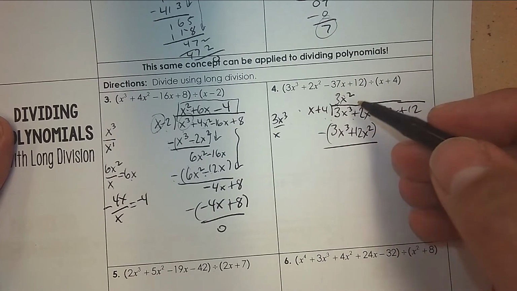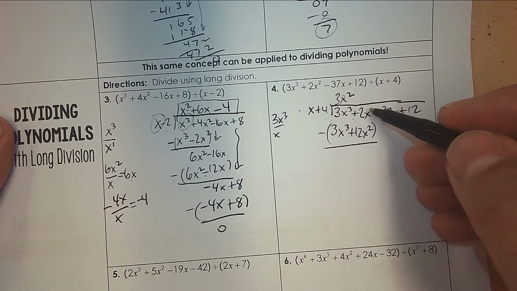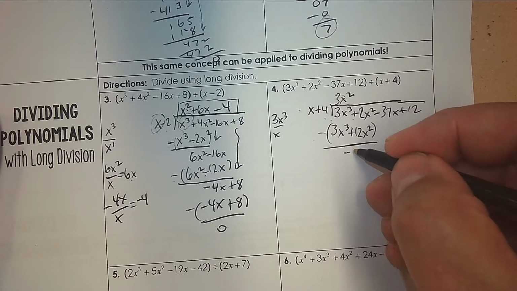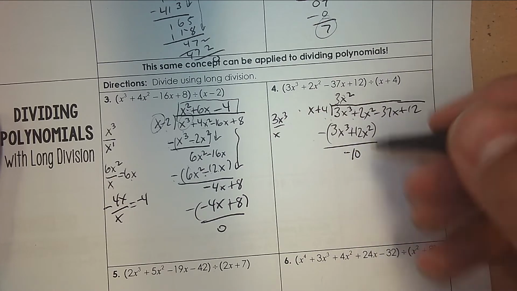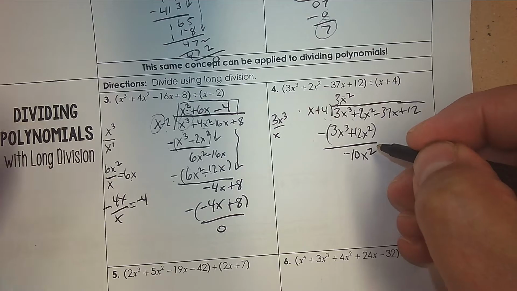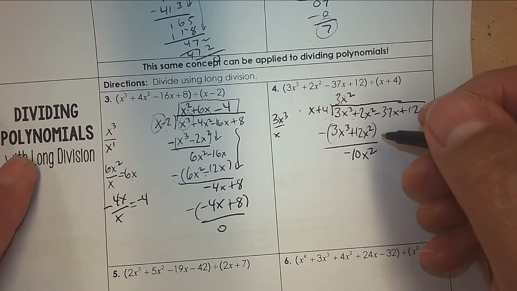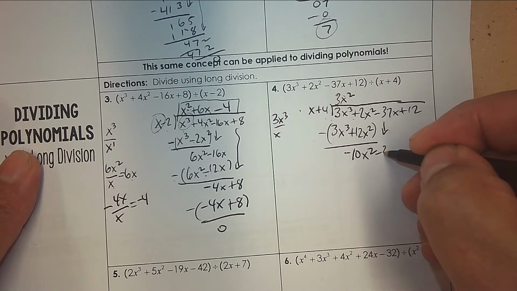So the 3x cubes eliminate. 2 subtract 12 is negative 10x squared. Bring down the negative 37x.